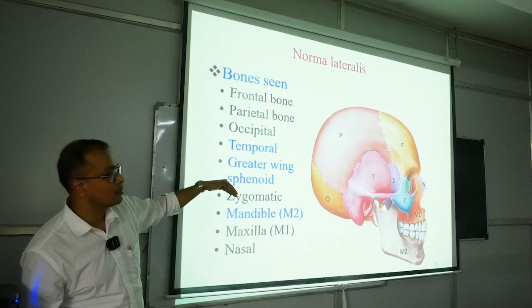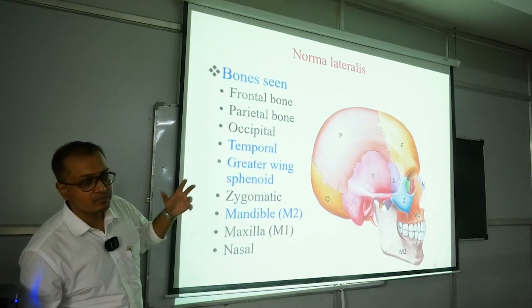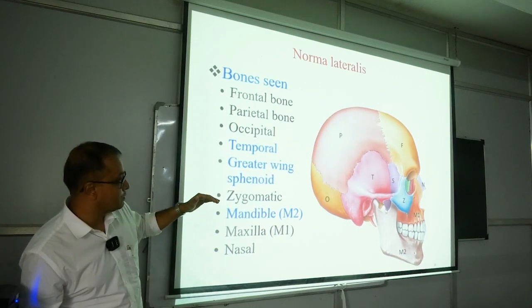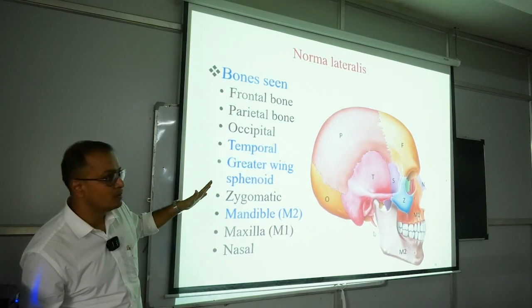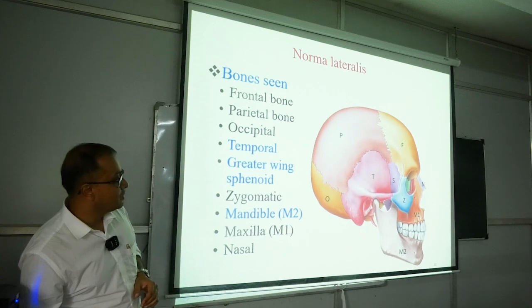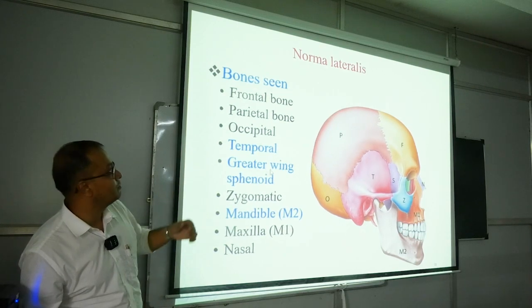Now, if you see this particular norma lateralis, you are going to see some spaces. We call them temporal spaces. We call these spaces above the zygomatic process or below the zygomatic process. So in this region, we find this particular space. We call it the temporal space. And below the temporal space, we call it the infratemporal space.